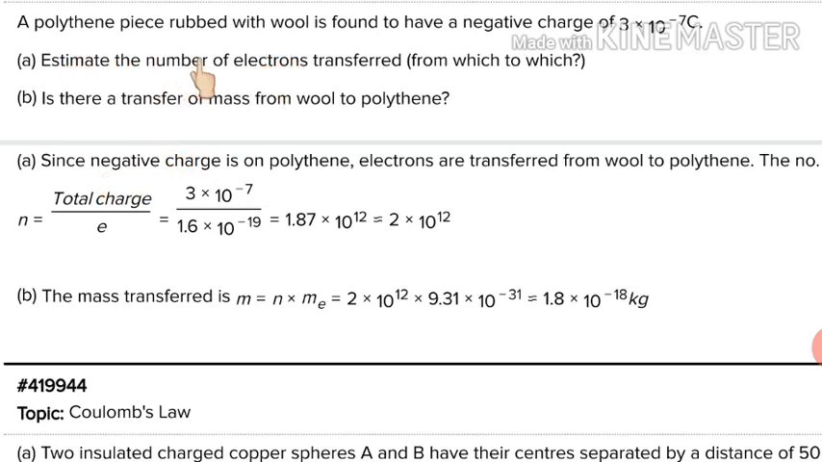Now the second part of the question: is there a transfer of mass from wool to polythene? Yes, because electrons are transferred and they have mass. How much mass is transferred? It is very simple. Multiply the number of electrons with the mass of an electron. The number of electrons is 2 into 10 to the power 12, and the mass of an electron is 9.1 into 10 to the power minus 31. When we solve it, the answer is 1.8 into 10 to the power minus 18 kilogram.